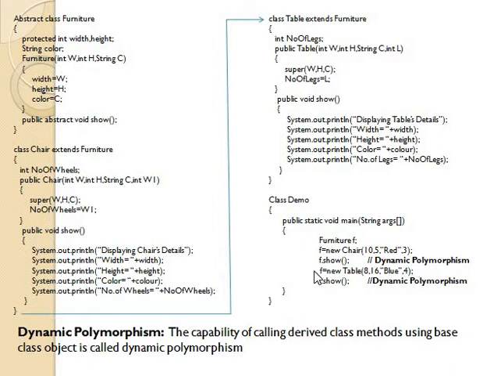Now the same case happens in the next two lines, where the object f has been instantiated with the derived class table with the values 8, 16, blue and 4, and then again the base class object f is invoking or calling the show method of the derived class table, and hence this statement also represents dynamic polymorphism.